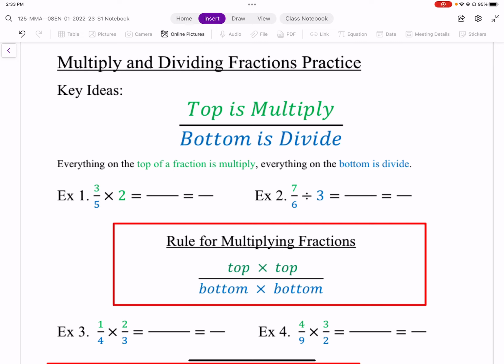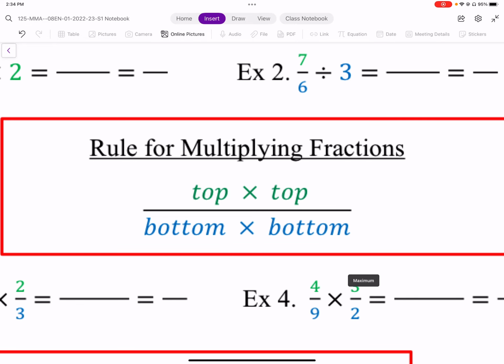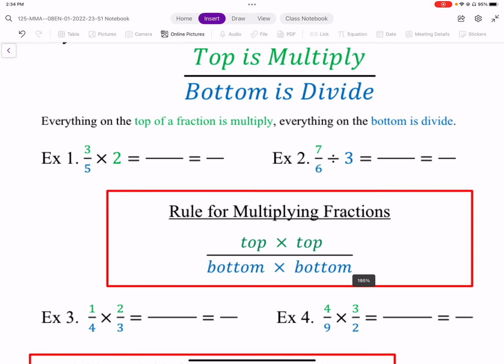Multiplying and dividing fractions, we have top is times, bottom is divide. So everything that's times goes on top, all the divides go on bottom. We can group them together, which then allows us to use our top times top, bottom times bottom rule for multiplying fractions.